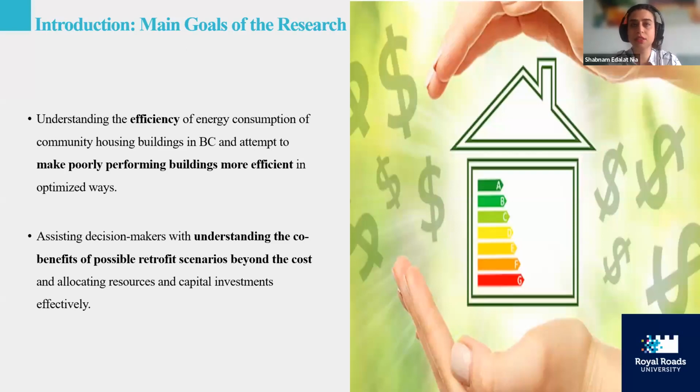So with this background in mind, and as the retrofit strategies and retrofits of community housing, improving their energy efficiency and their conditions, is a priority for the federal government and the provincial government, I decided to conduct this research to understand the efficiency of energy consumption in the community housing buildings in British Columbia, identify the underperforming buildings, which means buildings with higher energy consumption and higher levels of greenhouse gas emissions compared to similar buildings, and attempt to find optimized solutions or retrofit solutions to make these buildings more efficient.